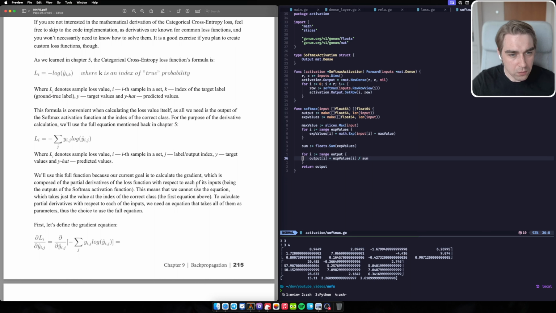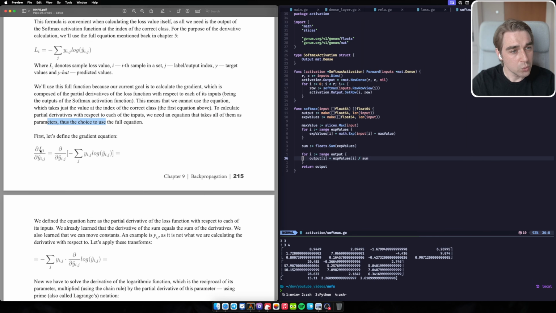This means that we cannot use the equation which takes just the value at the index of the correct class. To calculate partial derivatives with respect to each input, we need an equation that takes all of them as parameters, thus the choice to use the full equation.